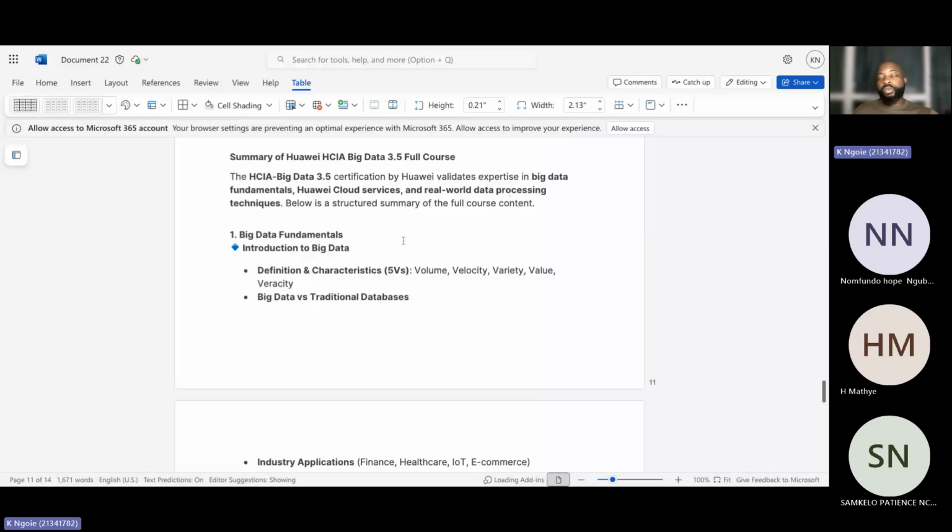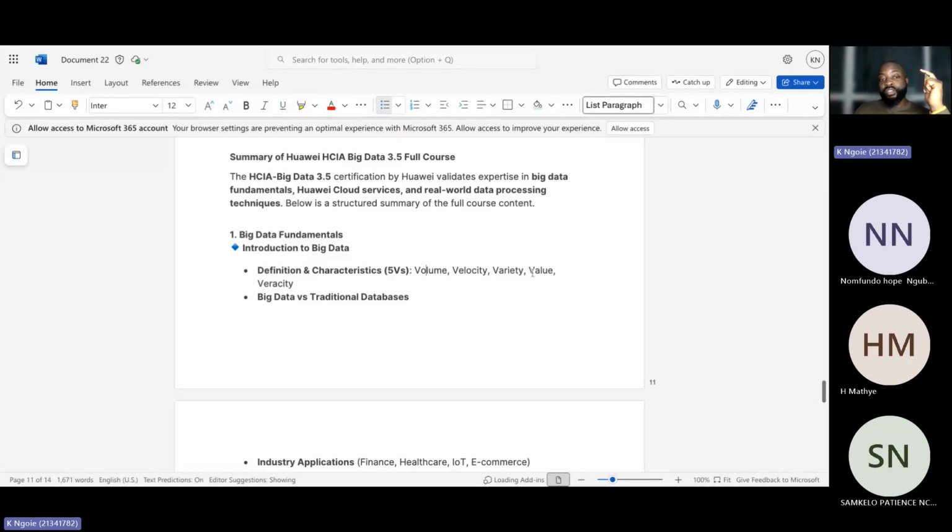Okay, so if you can try to summarize the big data 3.5, we basically spoke about different fundamentals of big data, and it is very important for you to note that when we talk about big data, we focus more on the 5 V's: volume, velocity, variety, value, and veracity. So this has to do with the data. The more data we have, this is why we call it big data, because we're dealing with a large volume of data. Velocity, we spoke about how fast we want to deal with the data.